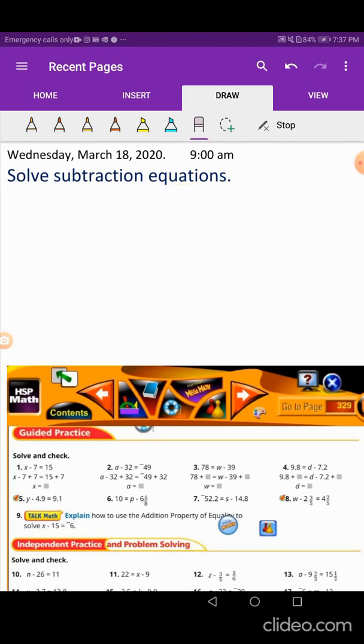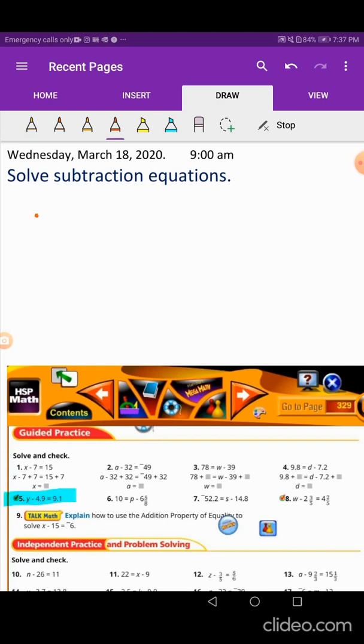The second thing, even if I know the answer mentally, I should learn how to do all these steps and write them down, because these are the basic steps that we should use to solve the easiest to hardest equations. Let's begin by solving question number 5.